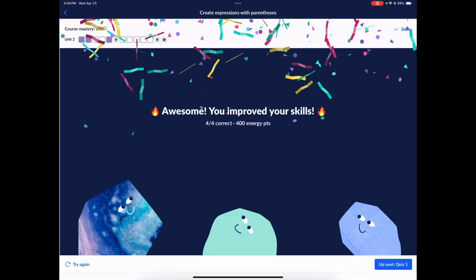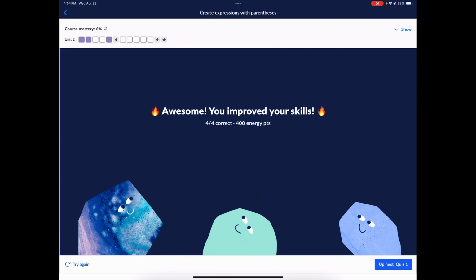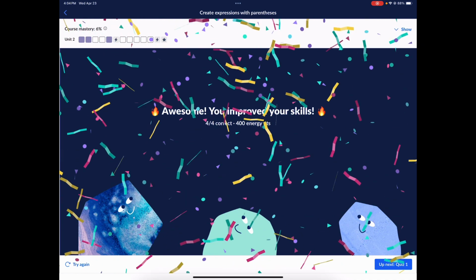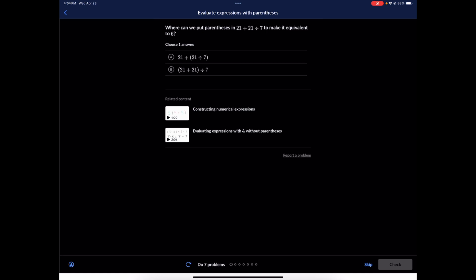Okay, so... Oh, I skipped one? Oh, shoot. Alright, well, I guess at least we did that. Let's evaluate expressions with parentheses. Okay. Where can we put parentheses in 21 plus 21 divided by 7 to make it equivalent to 6? So, we want an answer equivalent to 6.